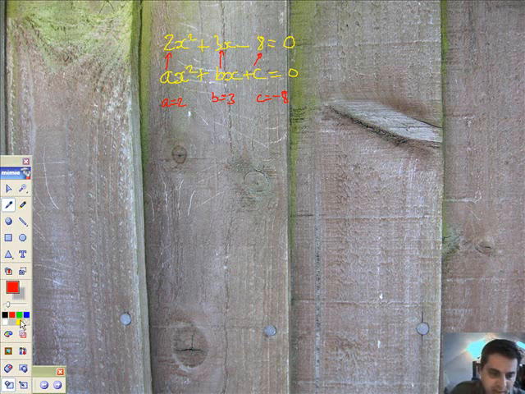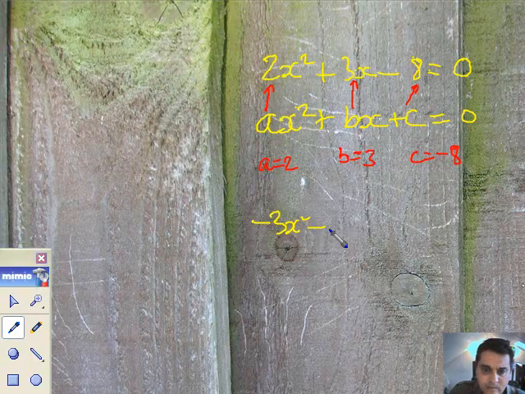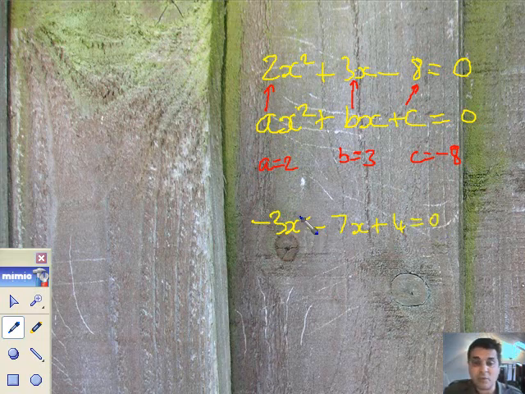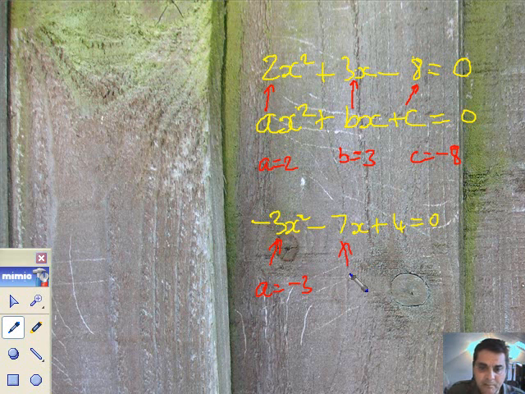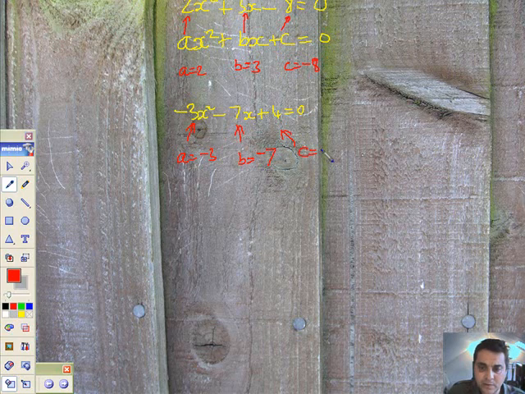Just pick another one, again completely made up. Minus 3x squared minus 7x plus 4 equals 0. Again, I don't know if it can be solved. I'm not going to try. What I'm saying to you is that a is minus 3, b is the number in front of x, minus 7, not 7, and c is positive 4.